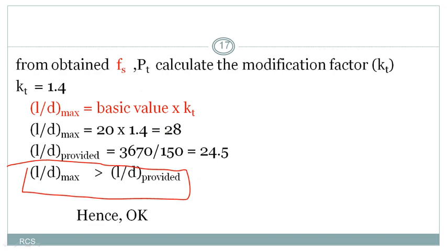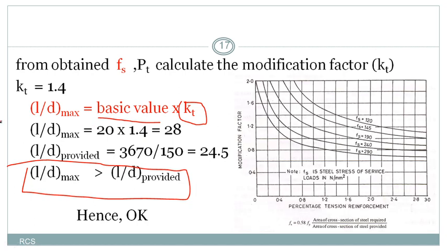L by D maximum equals basic value into KT. For a simply supported slab, the basic value is generally considered as 20, and KT is a modification factor. This value depends upon the percentage of steel provided and your Fs value. So let us take the obtained Fs value and percentage of steel, and calculate the KT value. The percentage of tension reinforcement is here, almost 0.34.